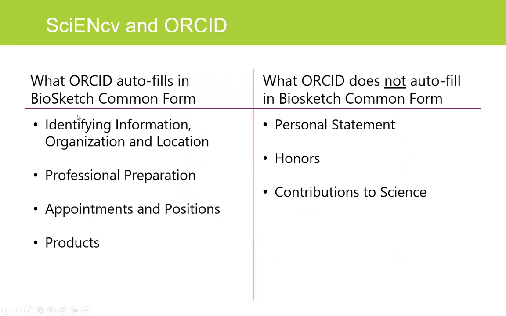So it will fill in your identifying information, organization and location section, your professional preparation, appointments and positions, and products. And that makes sense because these are kind of the same fields that Julie showed us exist in the ORCID record. The things that it's not going to fill out for you are the personal statement, the honors, and the contributions to science. So you still have to do that separately. So this really just enforces that the more robust your ORCID record is, the more it will preload these other platforms with that existing information. Always double check it, verify it, make sure it's all correct, but you can really get a head start on it by linking it to your ORCID.